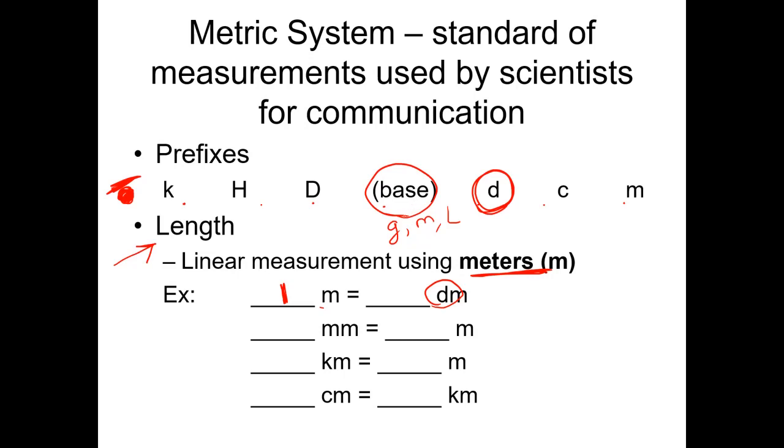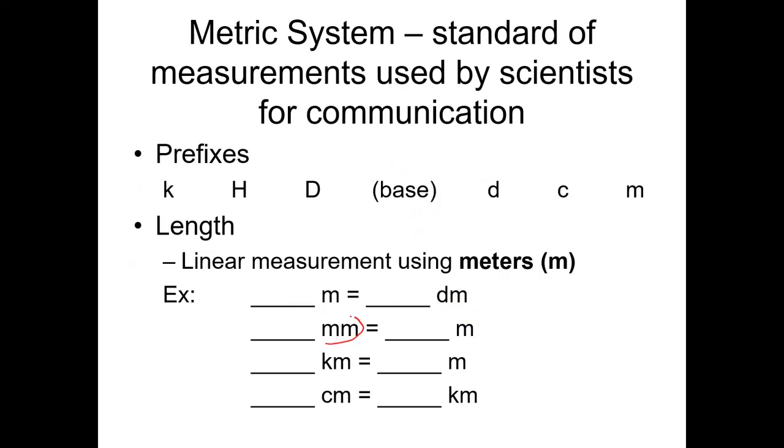Then I'm going to start on the one that's furthest to the left, and I'm going to move my pencil or finger. In this case, I move 1 place. Since I move 1 place, I'm going to add 1 zero. So 1 meter is 10 decimeters. Okay, let's do another couple of examples.